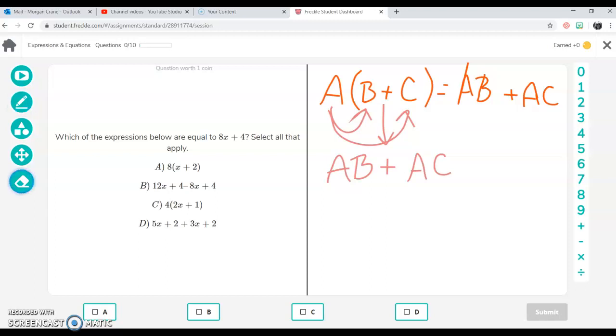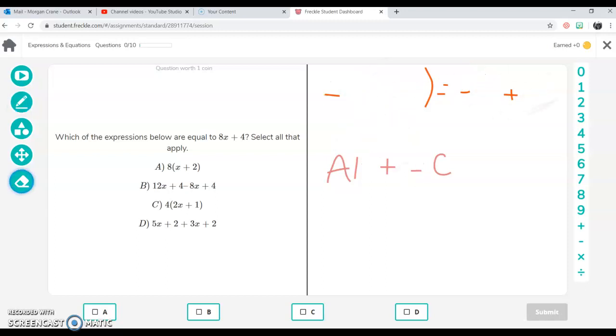But in this particular case, on this problem, they have given you the original problem, and you have to figure out how to make it work. So let's just try this out. We want to get to 8x plus 4. Okay, this is our main goal here. So let's try A.